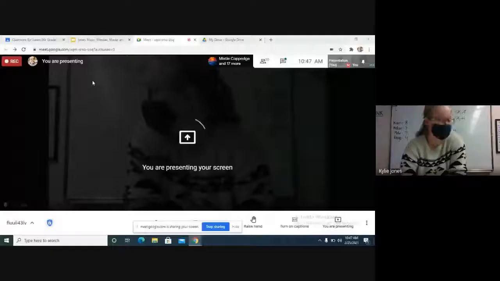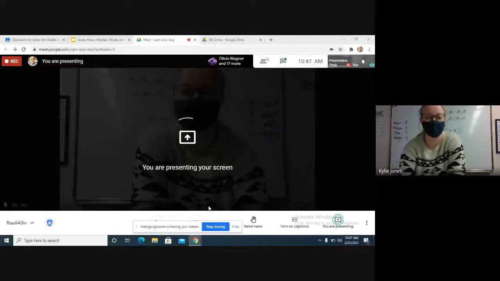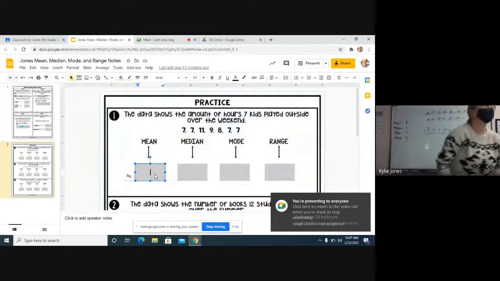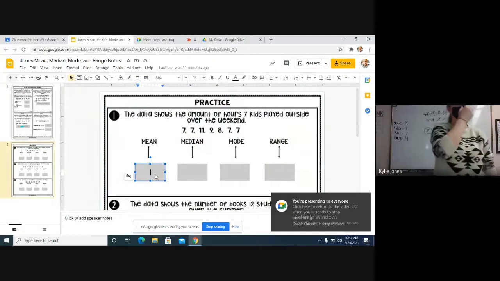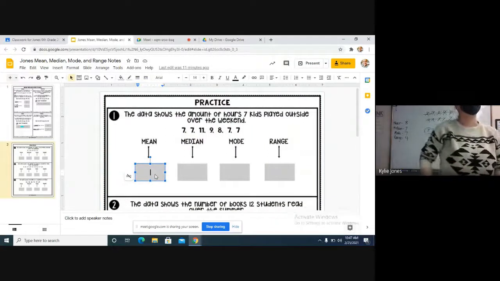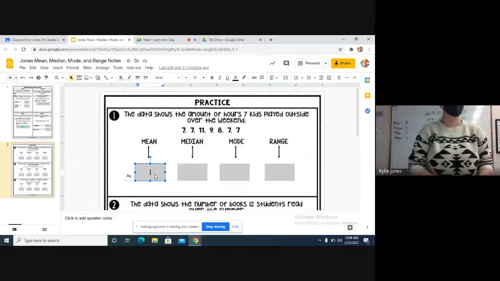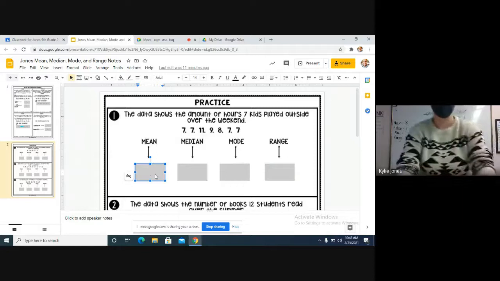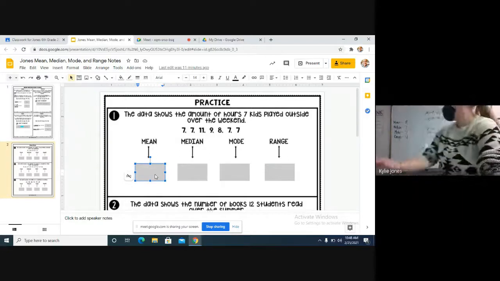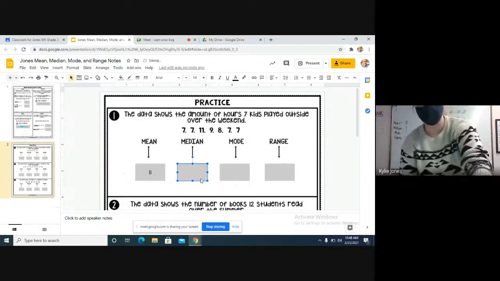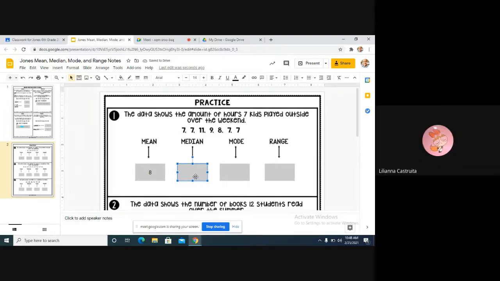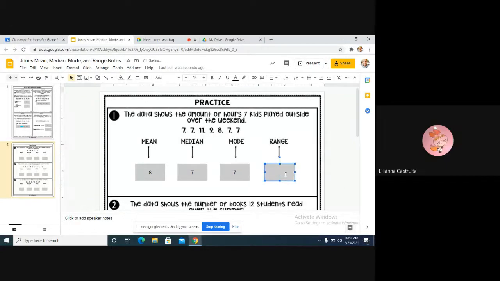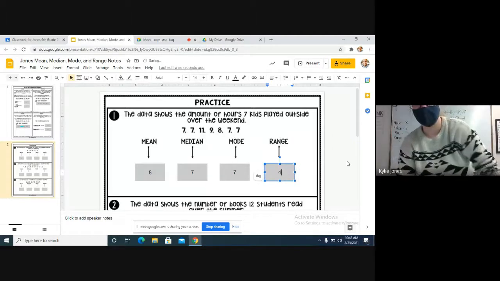Okay. Before we get logged out. Can I turn it in? Not yet. Then there's no mode. So it's 0 then? Not a 0, because that would say that 0 is the mode. You just say no mode. Okay, so the mean was 8. The median is 7. The mode, 7. The range is 4.